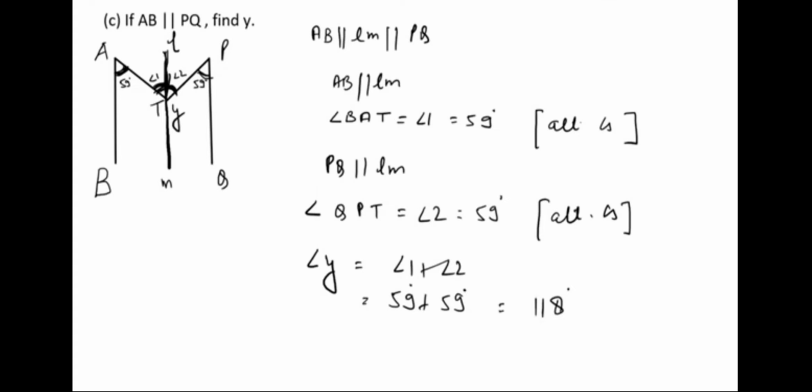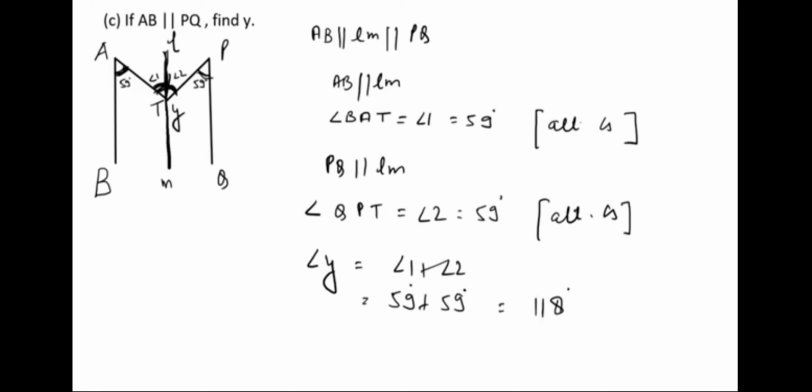Part C. It is given if AB parallel PQ, we have to find Y. Look the figure carefully. Angle PTM, this is angle Y. First of all, students, we write AB parallel LM parallel PQ. Because it is given AB parallel PQ, so we draw LM, which is parallel to AB and PQ.